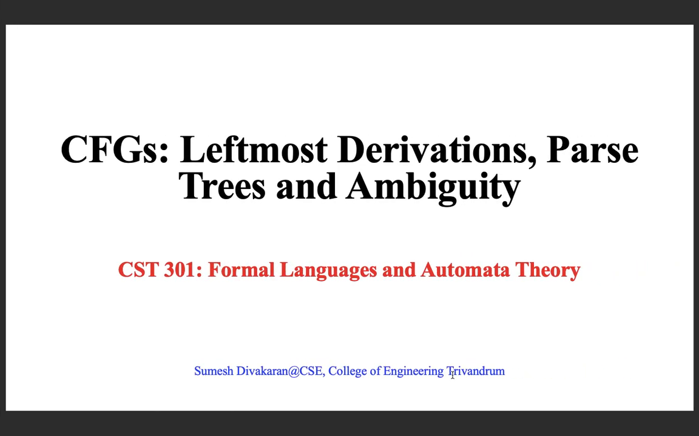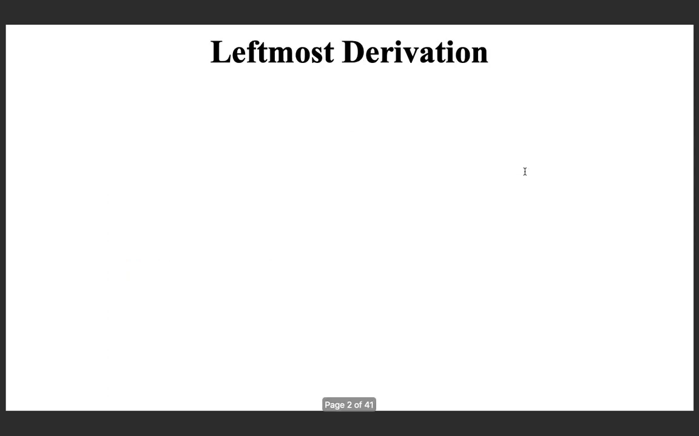Today we are going to see some more aspects about context-free grammars, and the agenda for discussion today includes leftmost derivations, parse trees and ambiguity related to context-free grammars.